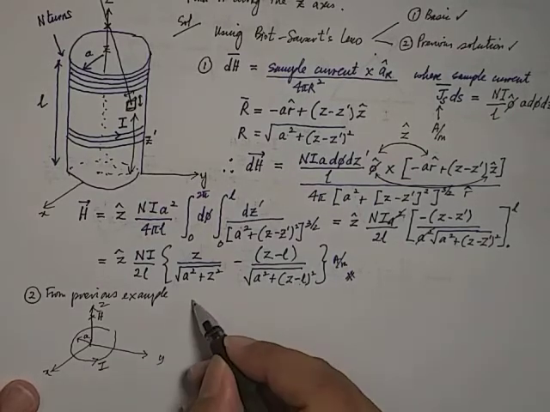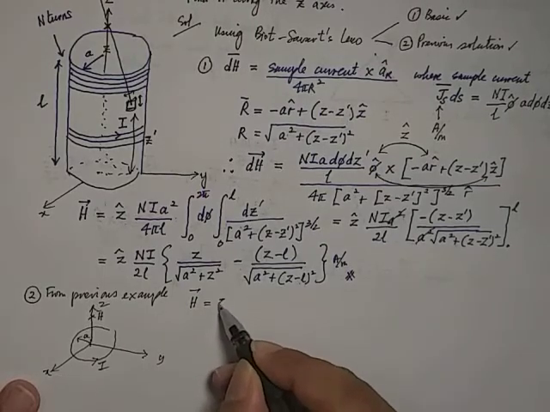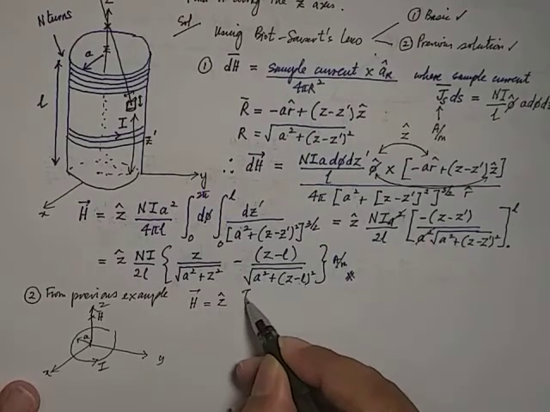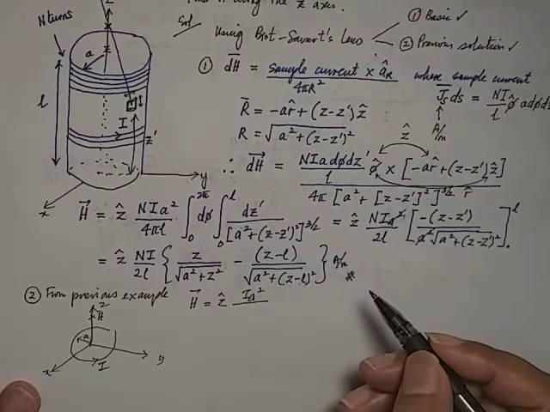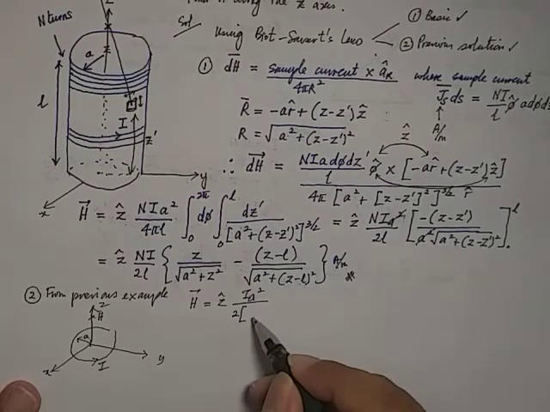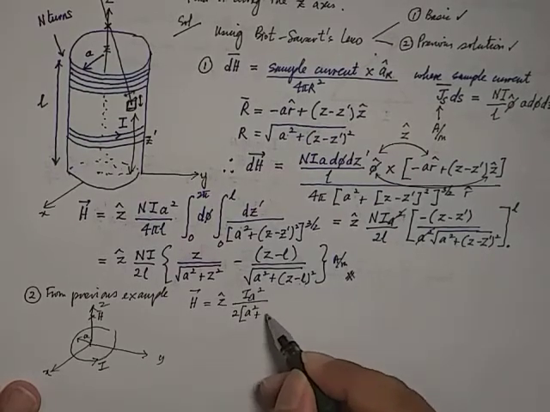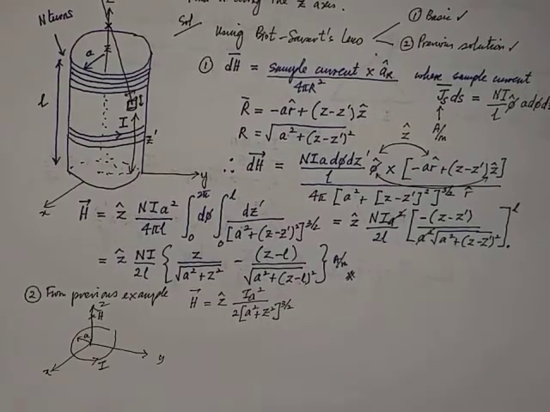We know that the H from that problem is equal to what? Yes, Z direction, I A squared over, anyone remember? 2 times A squared plus Z squared to the power of 3 over 2. Is it correct? Please check your solutions.